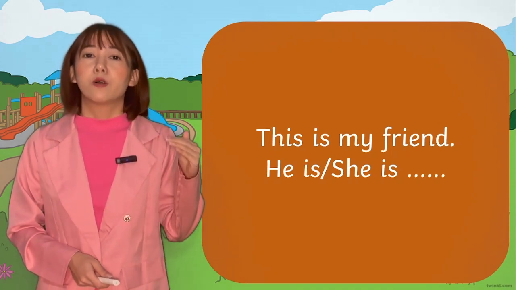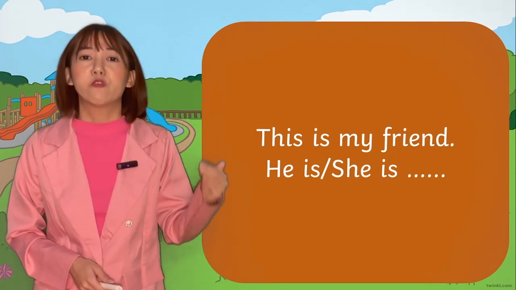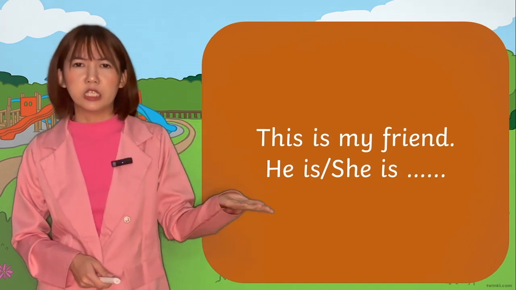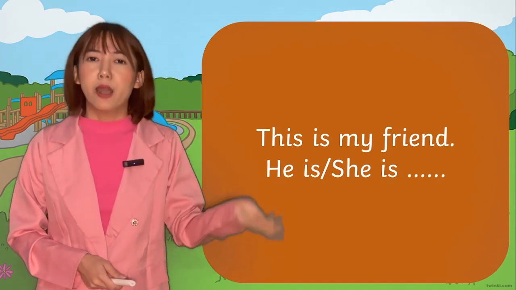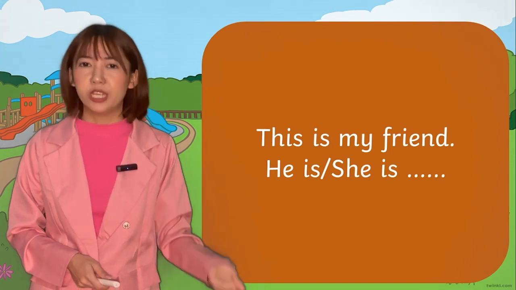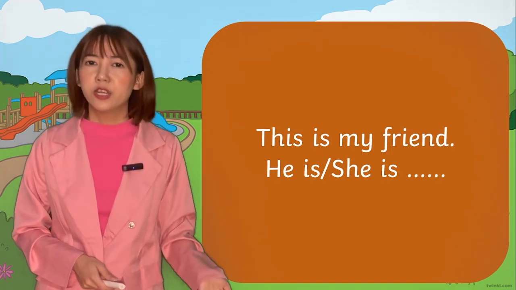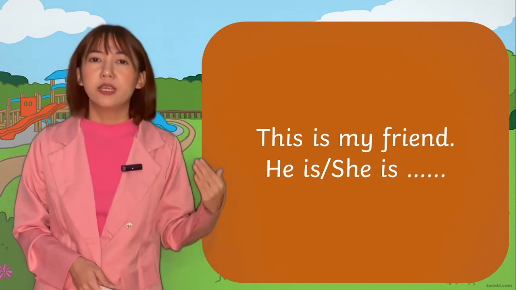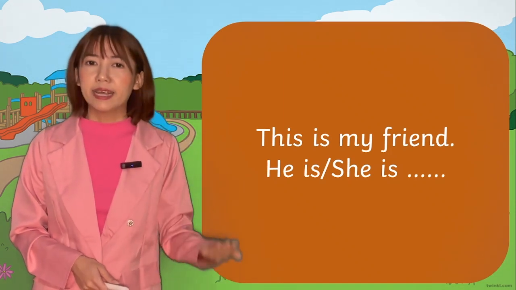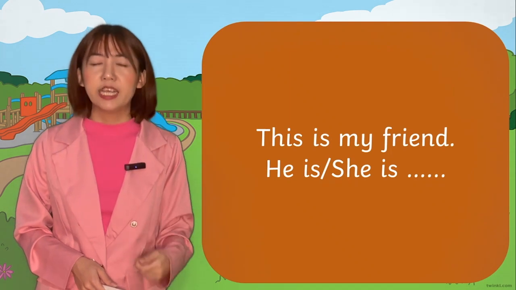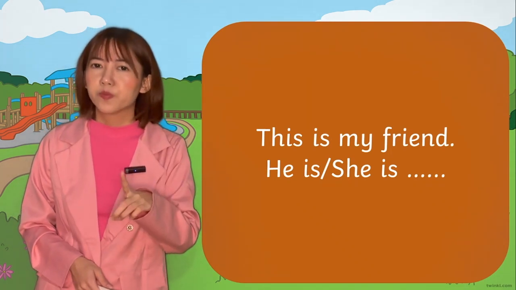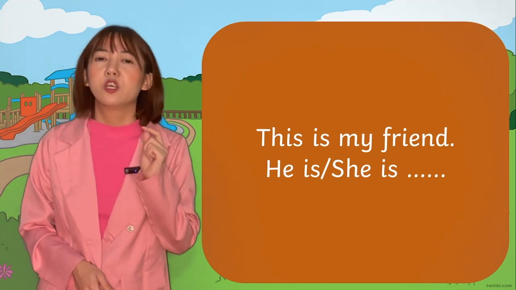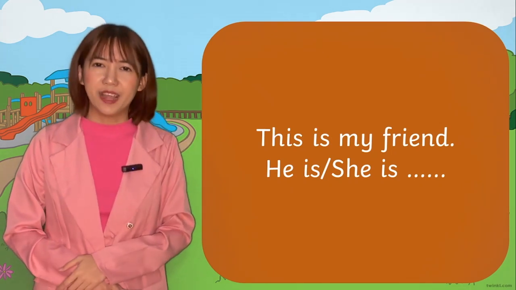Because he, she is for singular. Okay, so this is my friend, he is or she is. This is my mother, she is. This is my father, he is. This is my sister, she is. This is my uncle, he is. This is my grandfather, he is. This is my grandmother, she is.